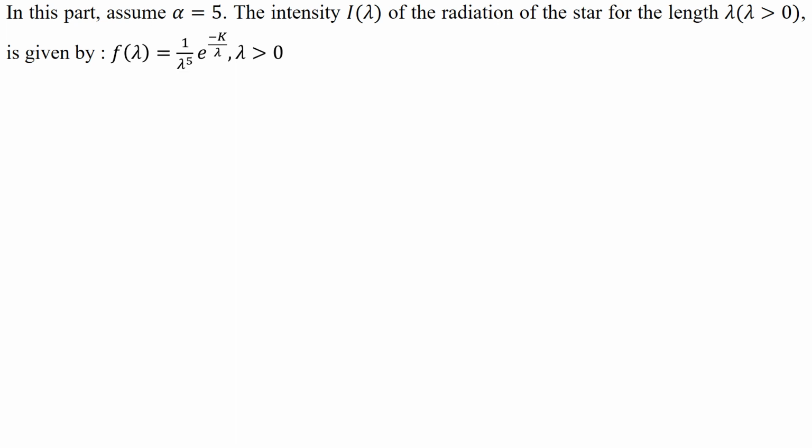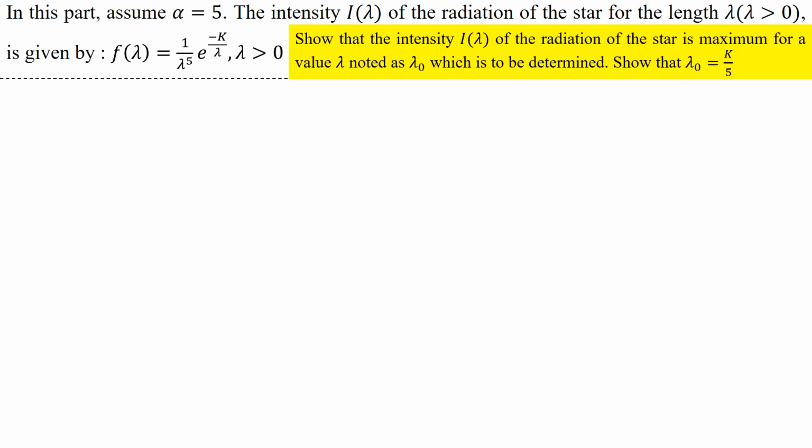The intensity I of lambda of the radiation of the star for the length lambda, where lambda is greater than 0, is given by f of lambda equals 1 over lambda to the power 5 times e raised to the power negative k over lambda. First part: show that the intensity I of lambda of the radiation of the star is maximum for a value of lambda noted as lambda 0, which is to be determined, and then show that lambda 0 is equal to k divided by 5.